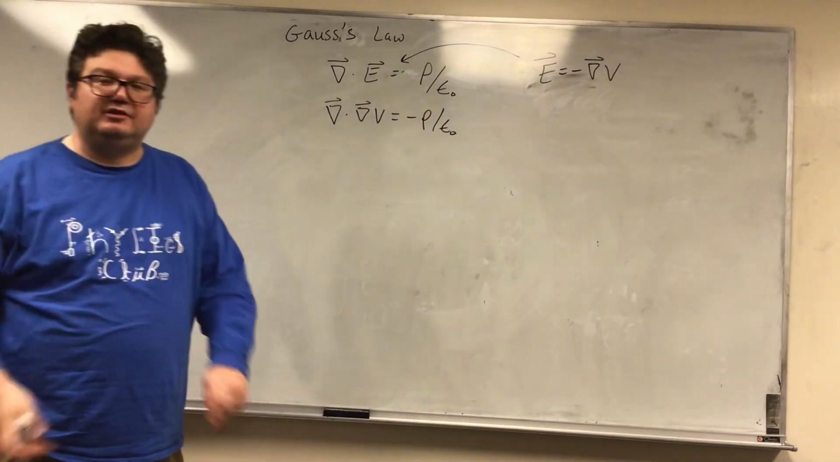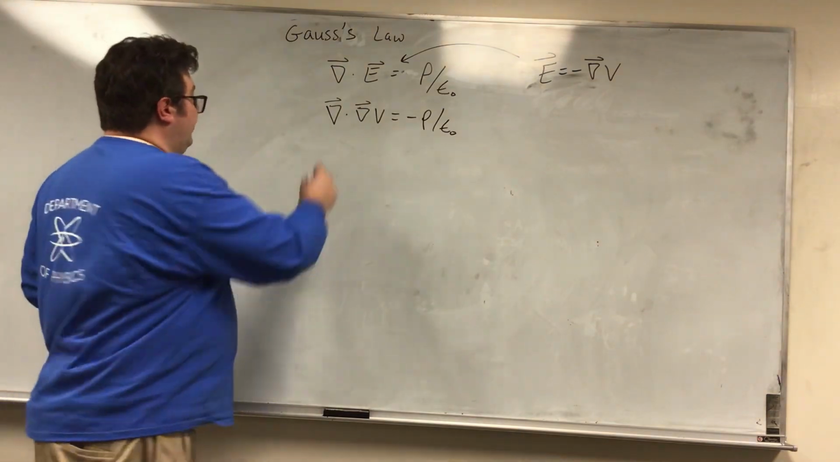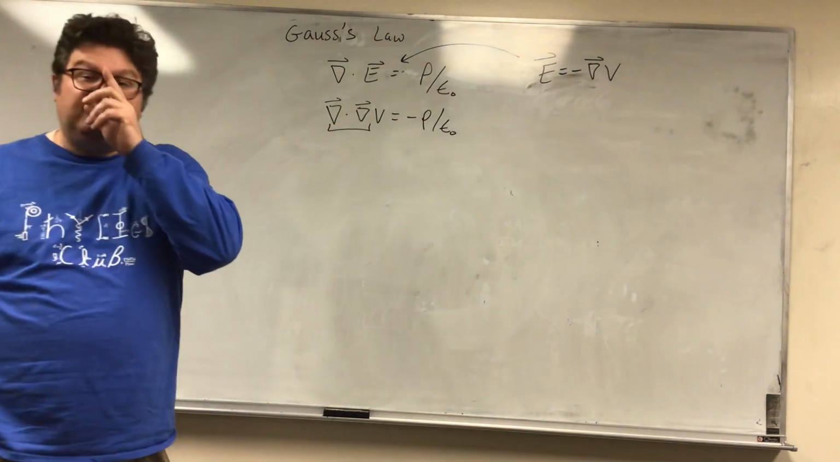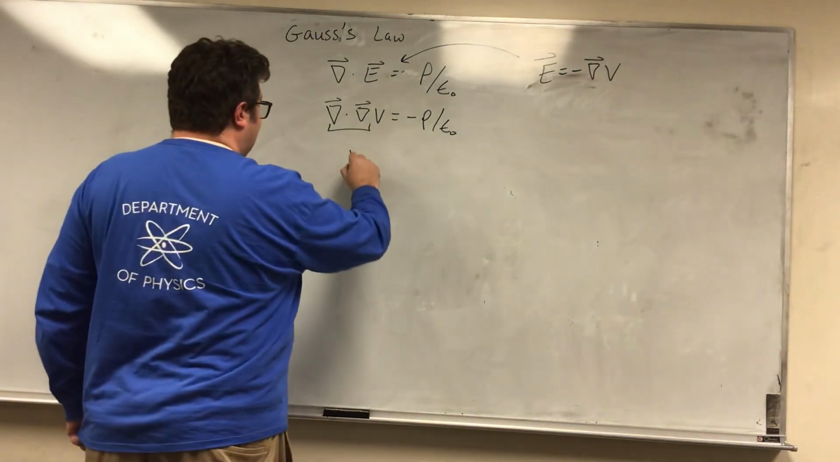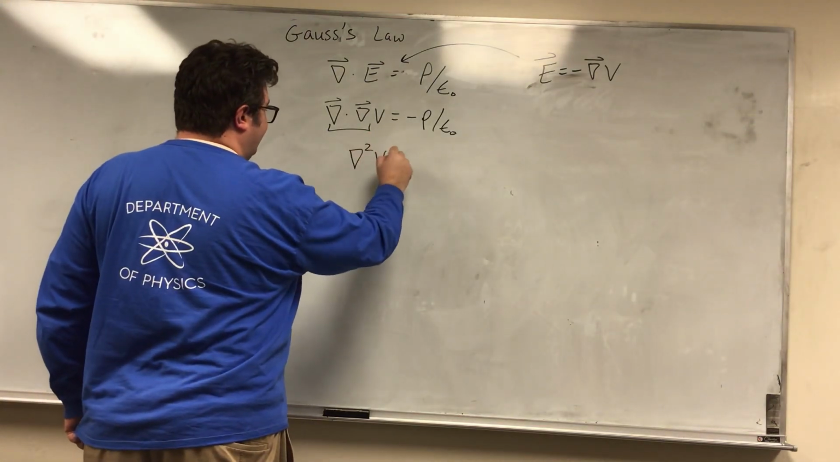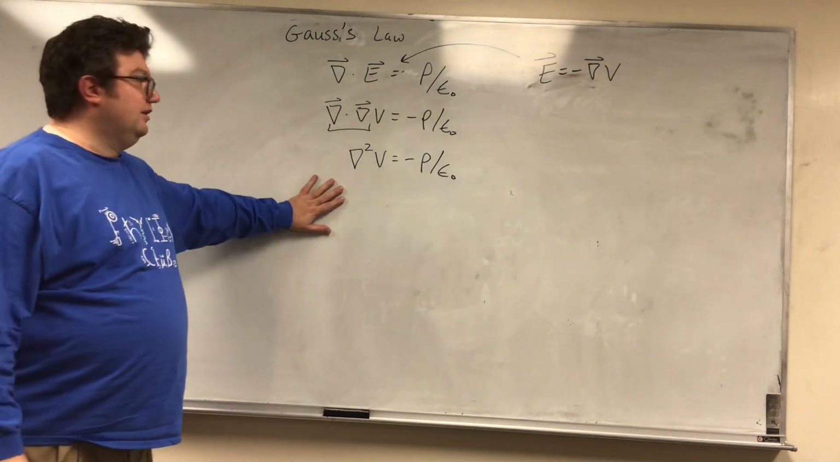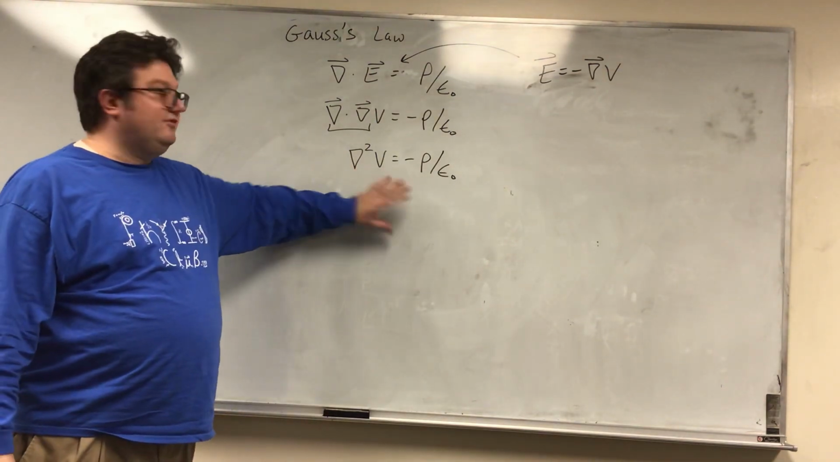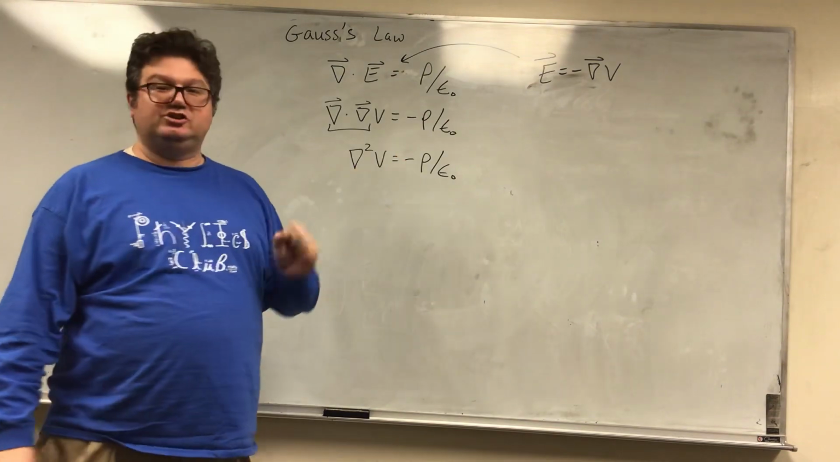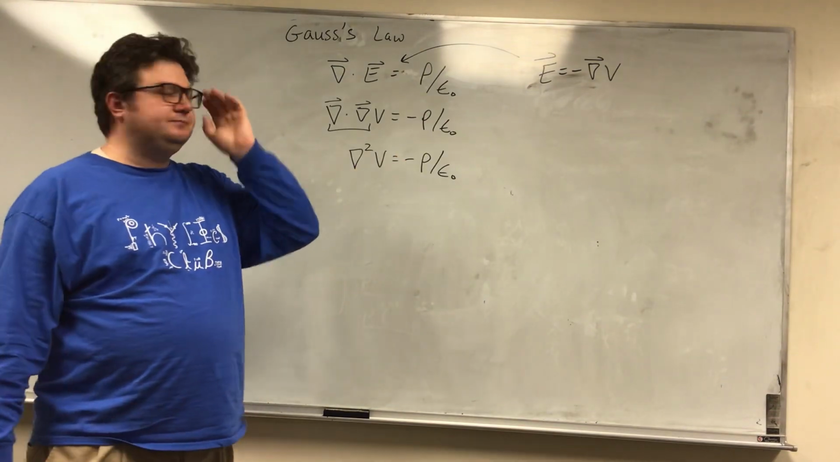Bring the negative on the other side of the equation. Well, this del dot del is the Laplacian. So we get this wonderful equation here, which is the Laplacian of V is equal to minus the charge density over epsilon naught.